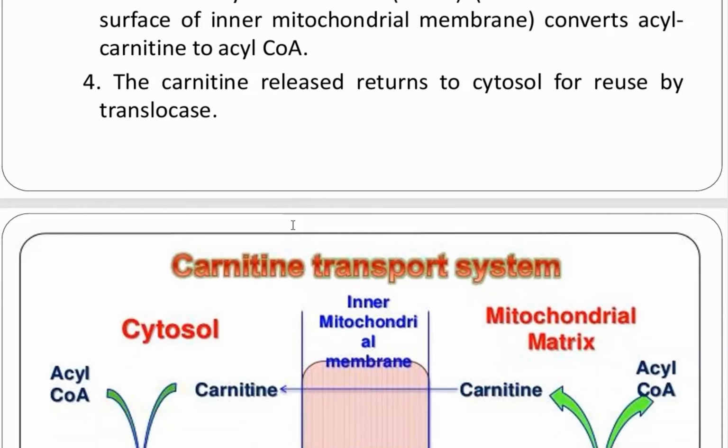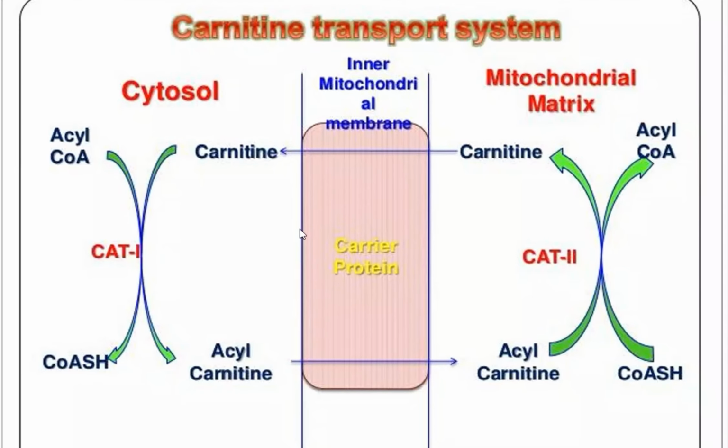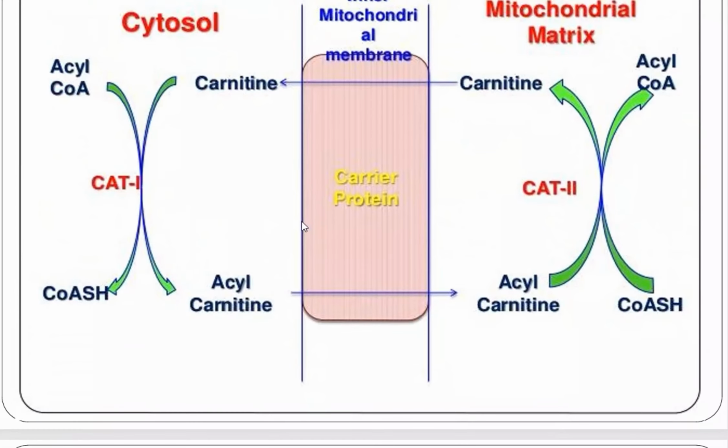the translocase. So these are all the preparatory steps we have seen: the Acyl-CoA, with the help of CAT1, combines with carnitine to form acyl carnitine, releasing CoASH. Now this acyl carnitine in the cytosol is transferred to the mitochondria by the carrier protein. Then acyl carnitine, with the help of CoASH and CAT2, is converted to form carnitine and Acyl-CoA, and in the mitochondria this carnitine is returned to the cytosol again. So this is the whole preparatory stage of the beta oxidation of fatty acids.